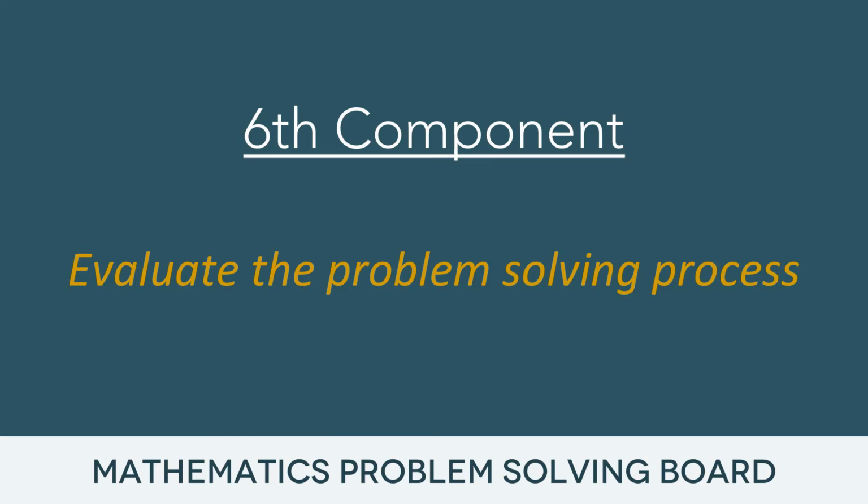Once students have justified their solution, they move to the sixth component of the board, which is evaluating the problem-solving process. Please note that this section of the board is not about evaluating whether or not their answer is correct, but it's actually about evaluating the process they use to get to their solution. In this section of the board, students focus on whether or not their strategy was effective. Was it even efficient? So we're thinking efficiency and effectiveness. Did they take the long way to get to the solution, or did they select the strategy that got them there the easiest route?